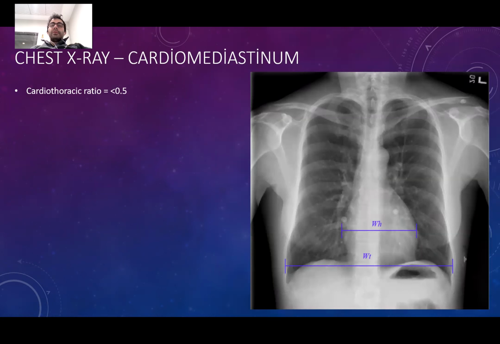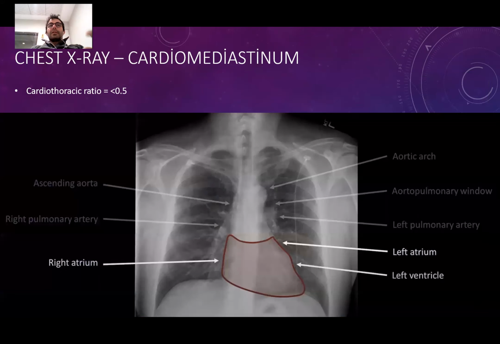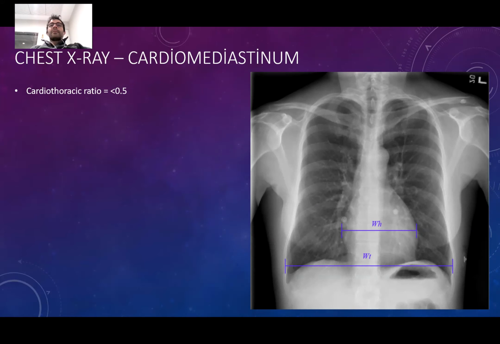For evaluating the heart, we look at the cardiothoracic ratio. I use my fingers. I just point out the heart and try to fit two hearts in the thoracic cavity. If I can fit the two hearts in the thoracic cavity, then the heart is normal size. If it is bigger, then the cardiothoracic ratio is increased.